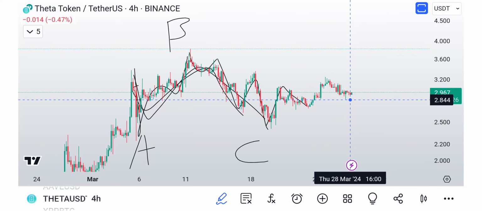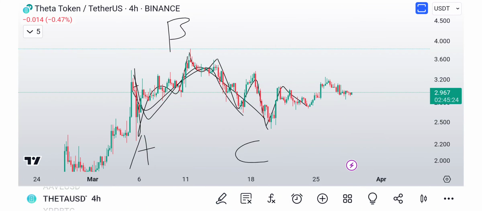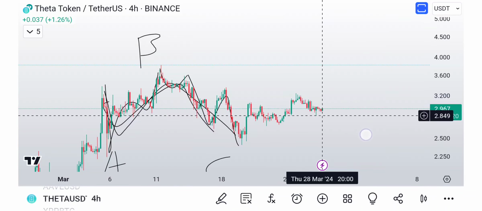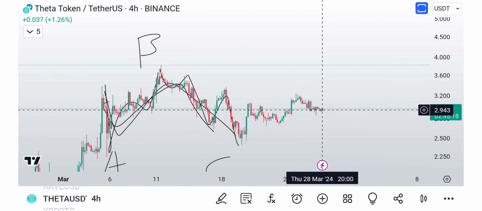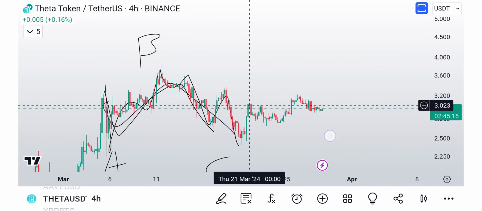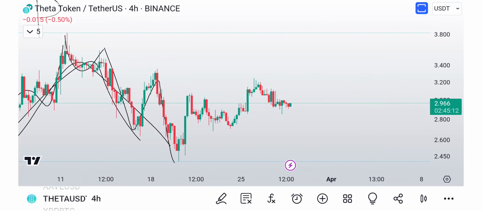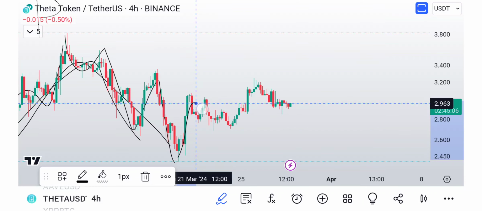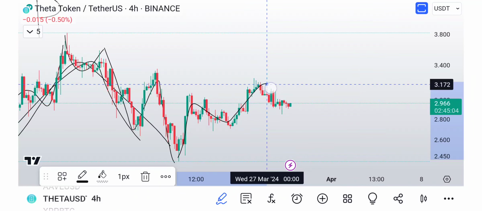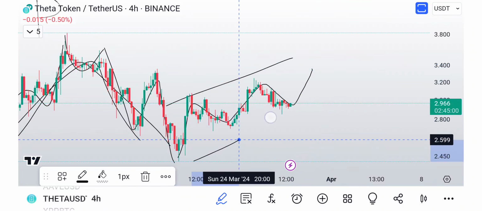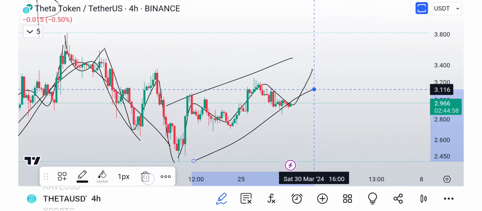But I don't like the 1, 2, 1, 2 because the problem with that is you have this second wave overlapping into the price area of wave 1. Now, if it's a diagonal, then that's okay. So basically, what you would see with a diagonal is 1, 2, 3, 4, and 5. Some type of diagonal like that.